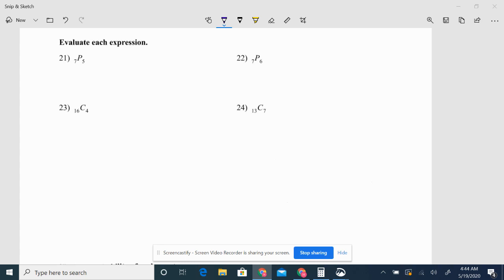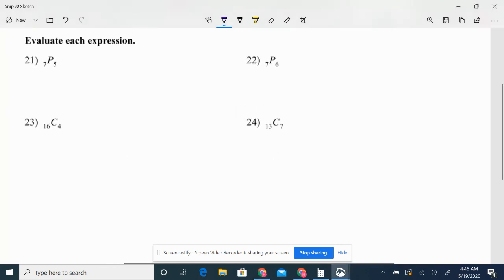All right, so tomorrow we have a test, and let's review for the Unit 12 test, our last test for the year before finals. So permutations and combinations, questions 21 through 24.